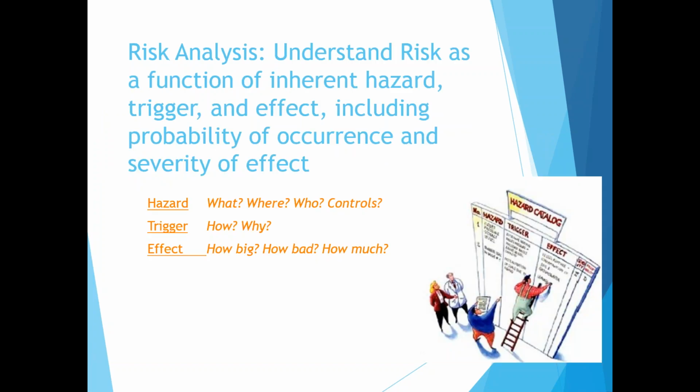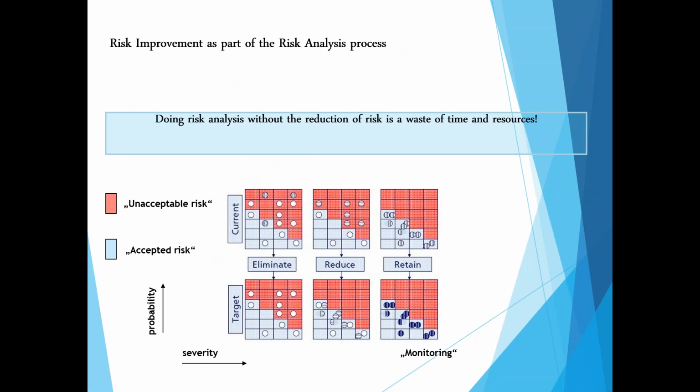In the risk analysis, you want to find out what can go wrong, where is the hazard, who is in control of the hazard, who is involved. You want to find out what is the trigger, how or why would this hazard become a risk. And then for the effect, you want to know how big is it, how bad is it, how much does it cost, how big is the impact. And then you rank all those. And eventually, if everything goes well, you can rank your risks in a risk matrix.